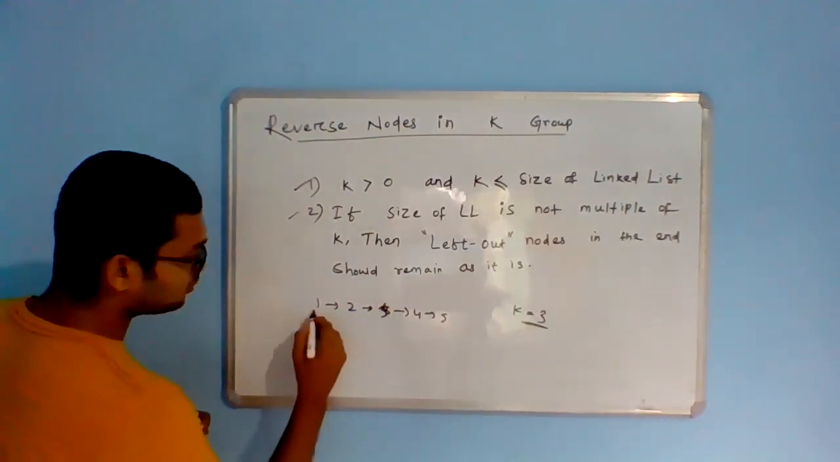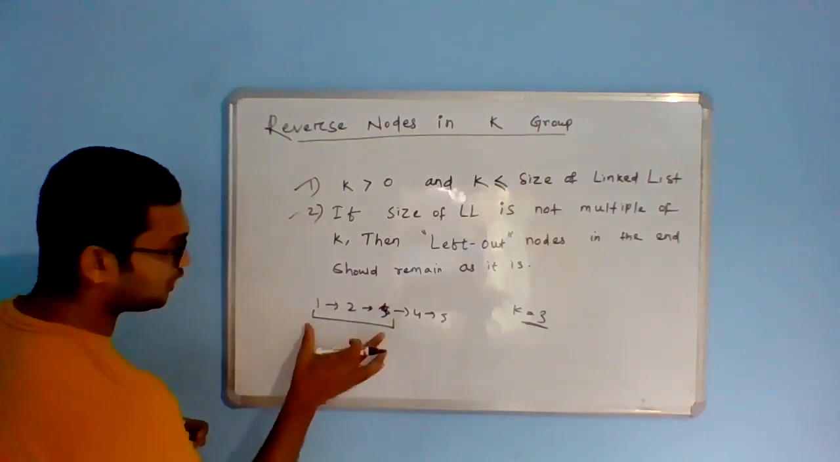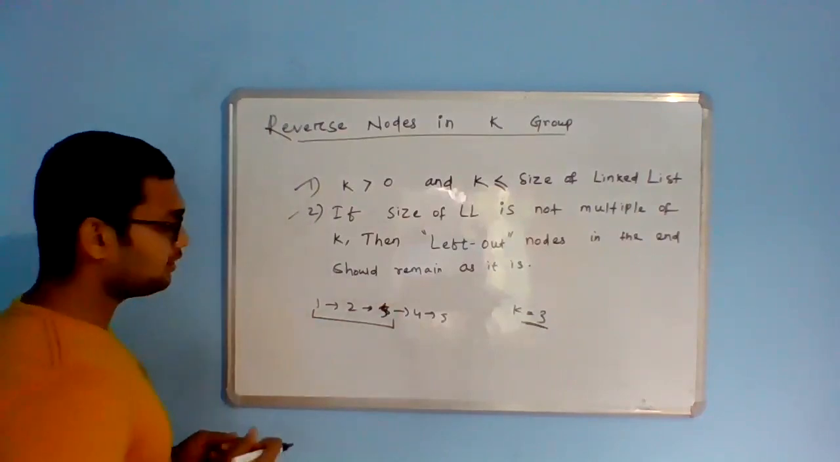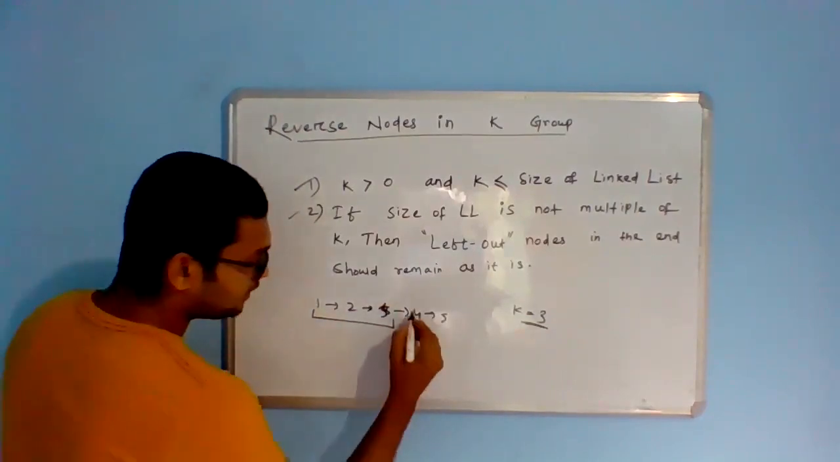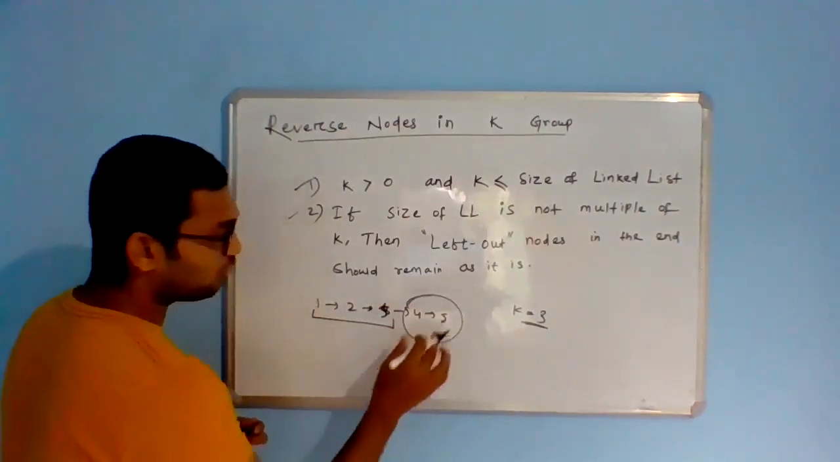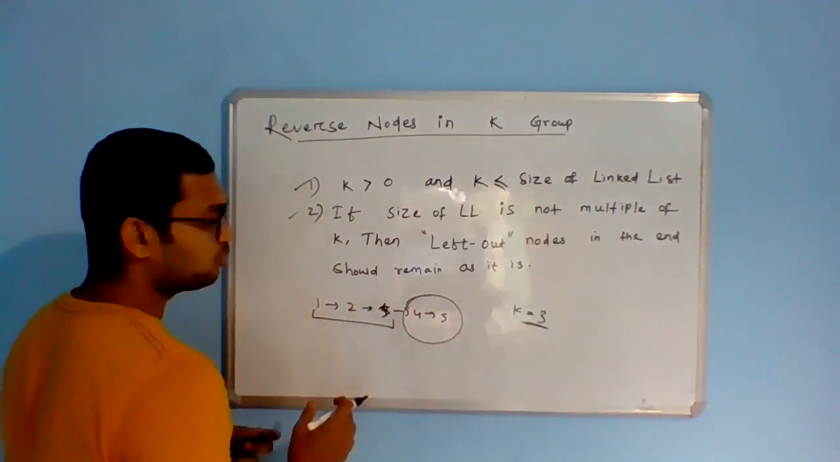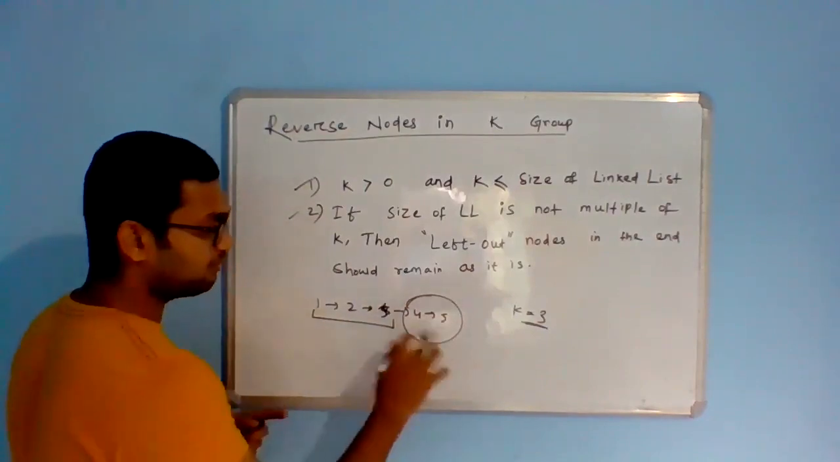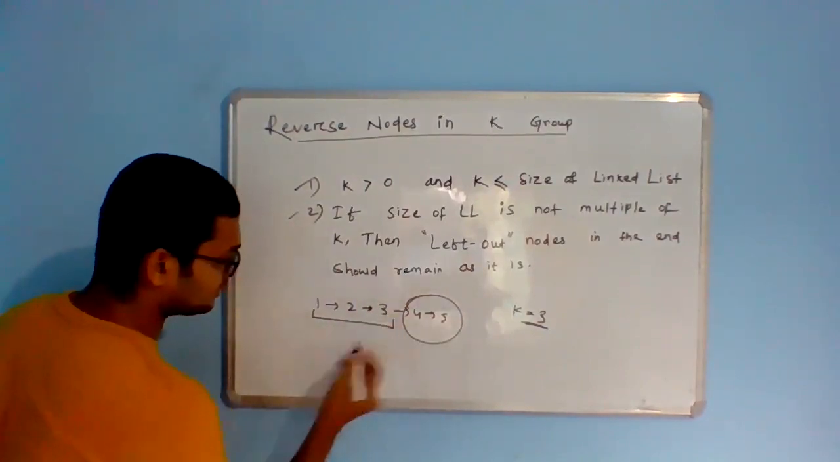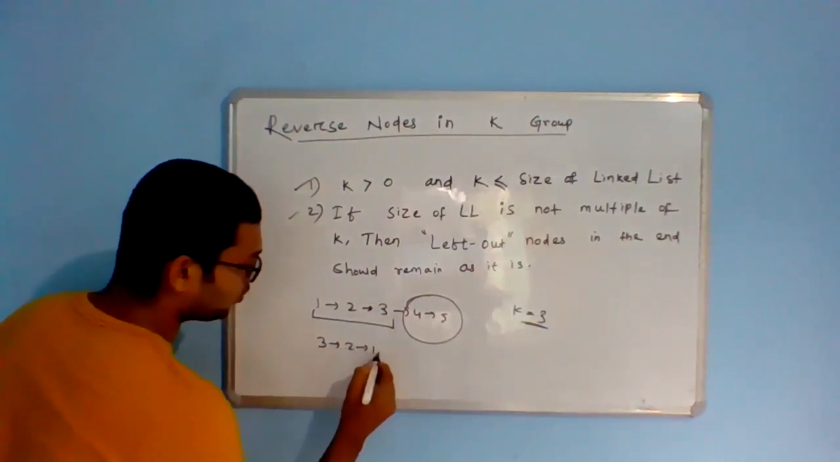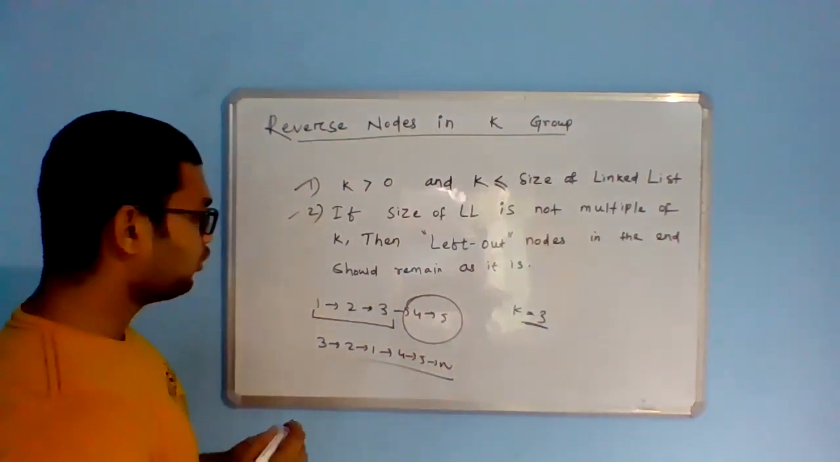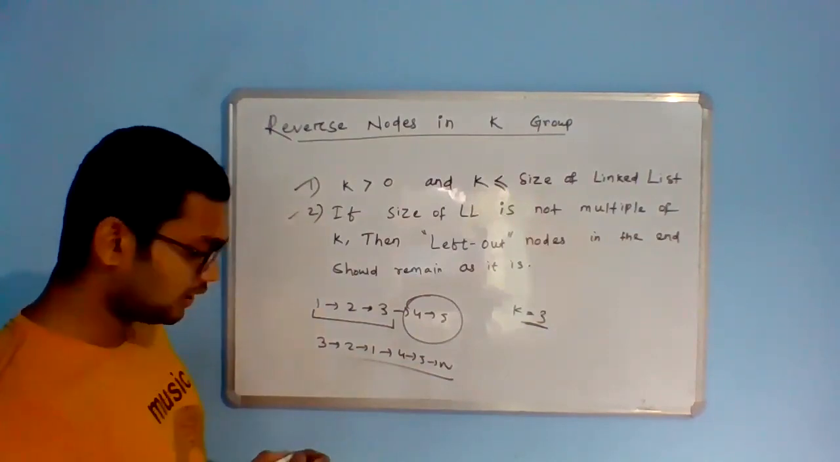So what we will do is reverse this particular portion, which is 1 2 3, since this segment has exactly k elements. You see that the other segment does not have exactly k elements, so the question says it should remain as it is. We should not reverse it. So the answer should look like this: 3, 2, 1, then 4, then 5, then null. I hope the question is pretty much clear to you guys.